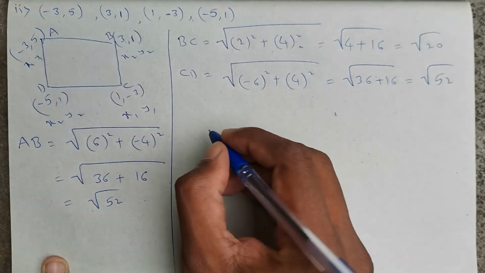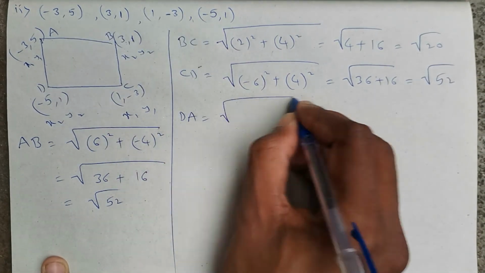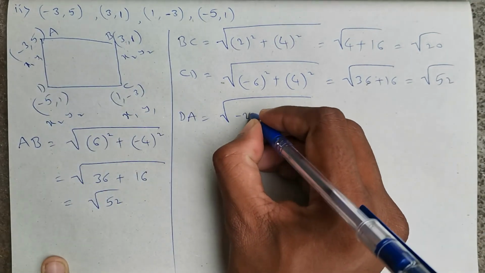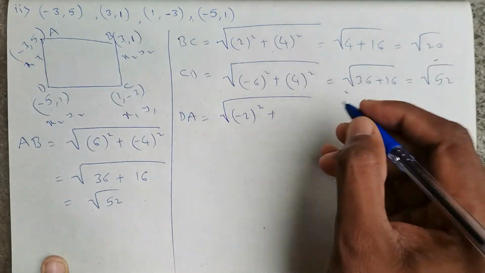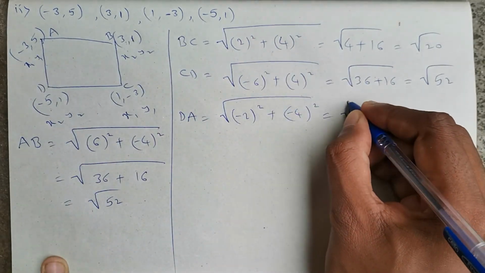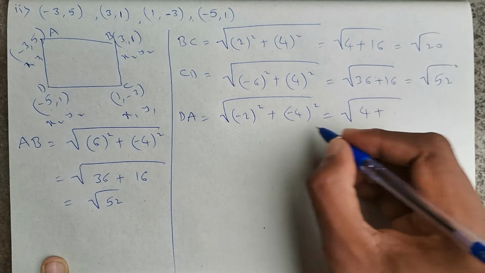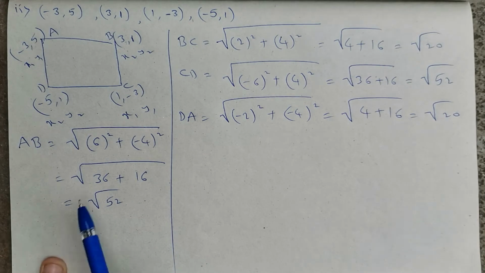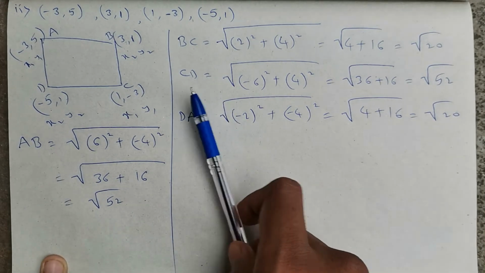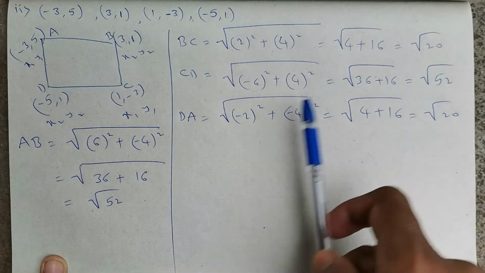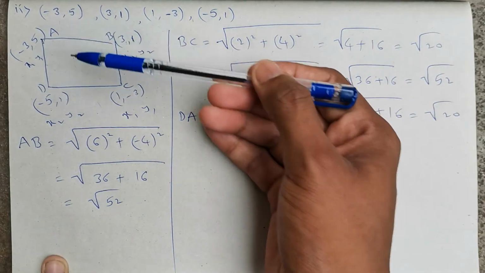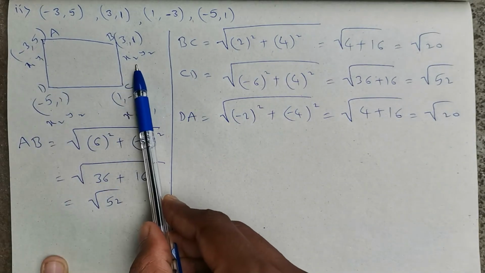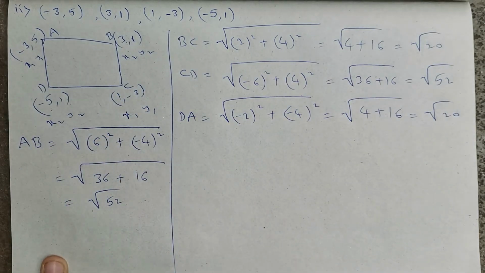Next DA distance: under root, (-5 + 3)² plus (1 - 5 - 4)²... this becomes (-2)² = 4 plus (-4)² = 16, 4 plus 16, root 20. Now if we observe, AB value is root 52, CD value is root 52, BC is root 20, DA is root 20. AB and CD both values are the same. AD and BC both values are the same.